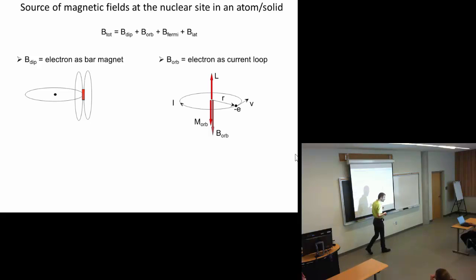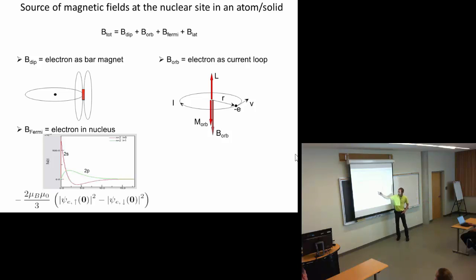Apart from its spin, an electron also has charge. So a charged particle that is orbiting the nucleus, that's a current loop. First year of electromagnetism, a current loop, well, you have a magnetic field inside the loop. That is the orbital contribution to the hyperfine field.